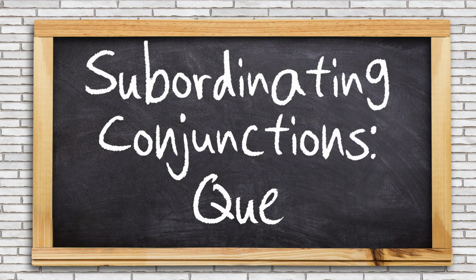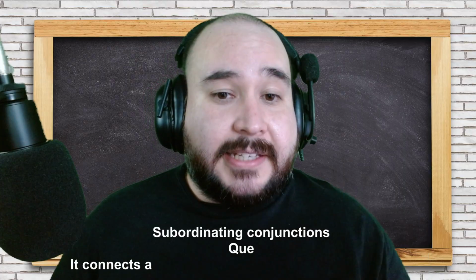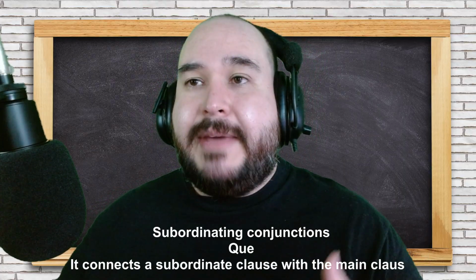For the second section, we're going to use that as que in Spanish. We're going to use this for subordinating conjunctions, relative pronouns, and conditional or exclamatory constructions. For subordinating conjunctions, this that is optional in English, but it is mandatory in Spanish. It connects a subordinate clause with the main clause.